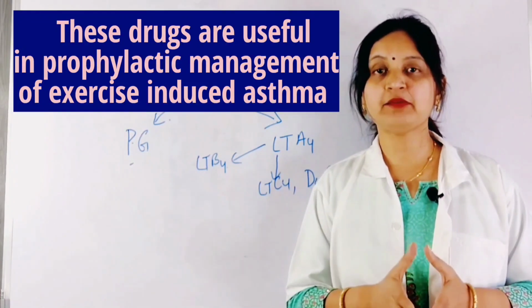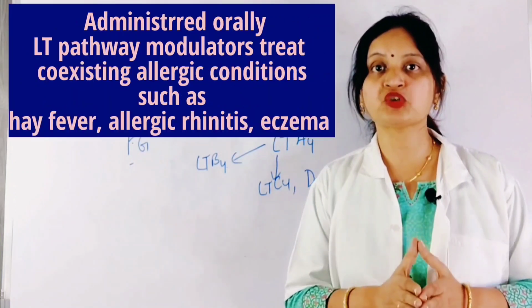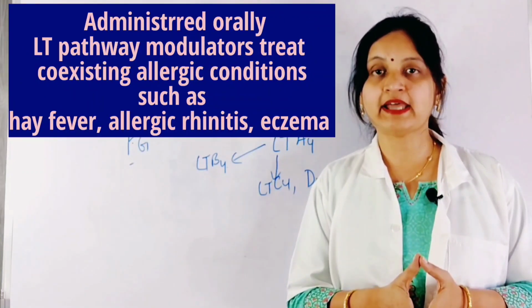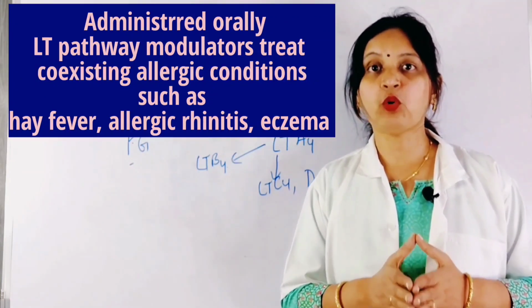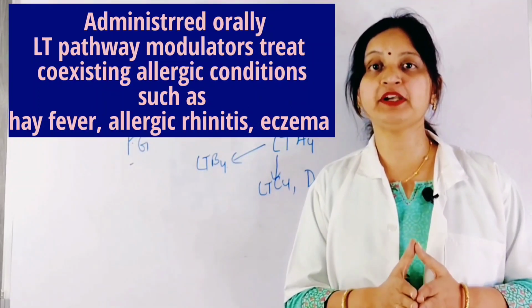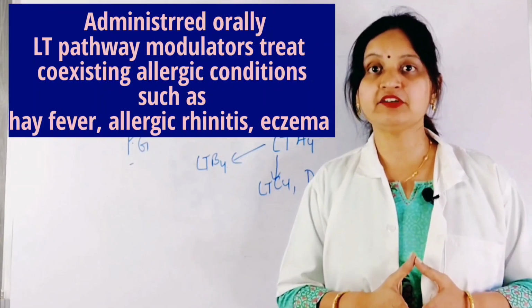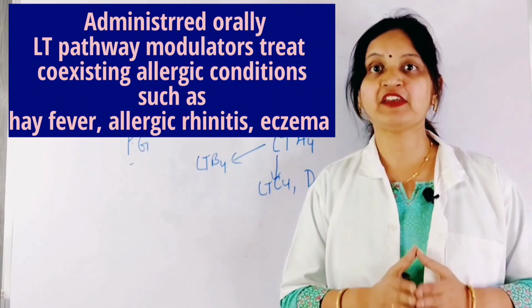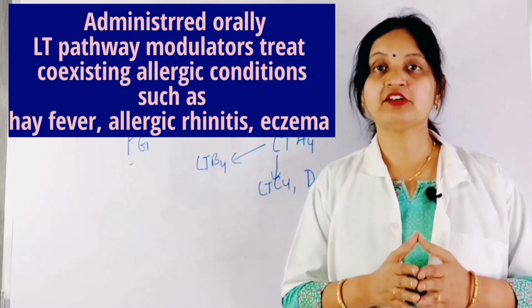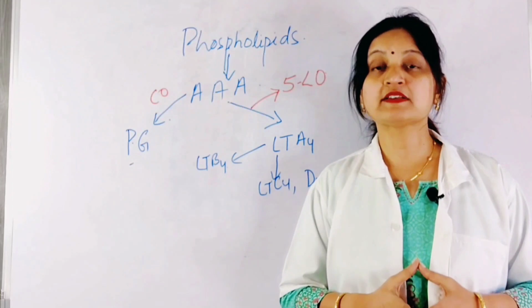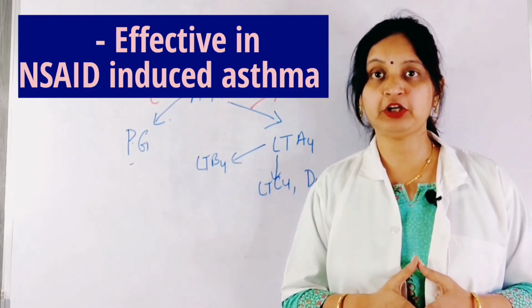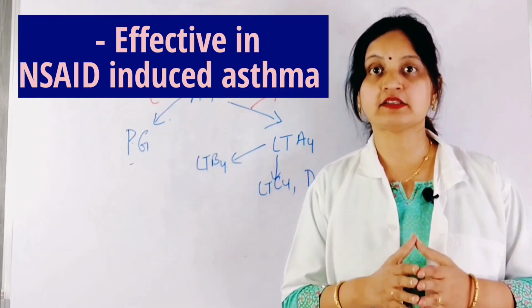The leukotriene inhibitors have good oral absorption and are available as oral tablets. Therefore, when taken orally, they can be used for the treatment of coexisting allergic conditions such as hay fever, eczema, and allergic rhinitis. These drugs are highly effective in the treatment of NSAID-induced asthma.